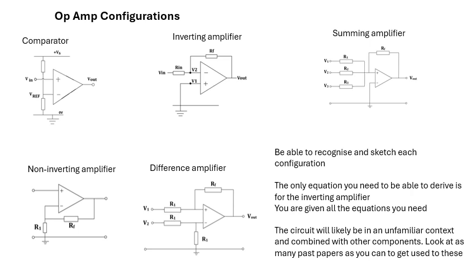Just recognize the different configurations. It's pretty obvious if you've got things going into the same input, that's a summing amplifier. If you've got a couple of things going into different inputs, that's a difference amplifier. If one of the inputs is earthed, that's an inverting amplifier. If the signal's going straight into the non-inverting input, that's a non-inverting amplifier. If there isn't a feedback resistor, that's a comparator.